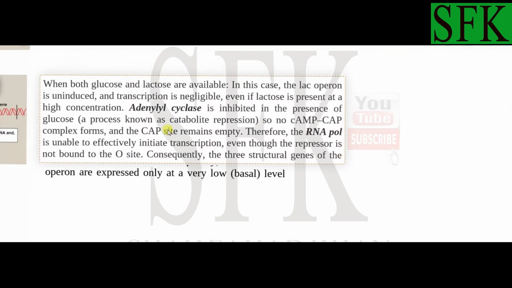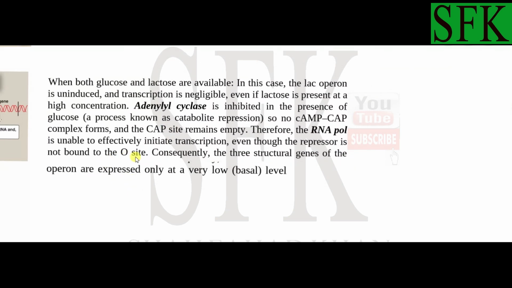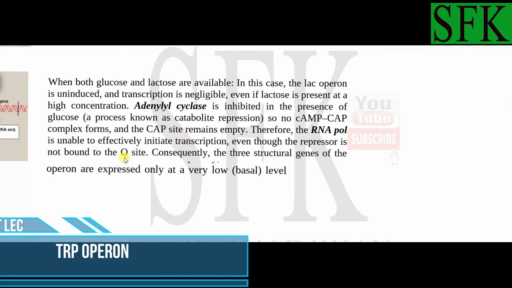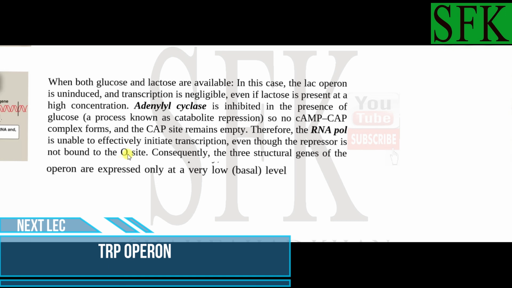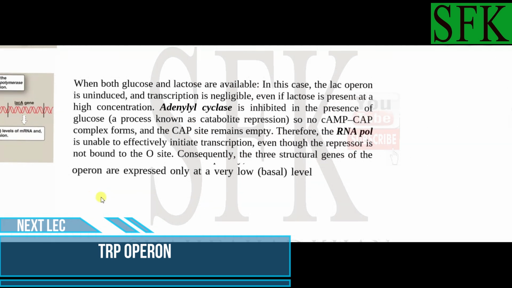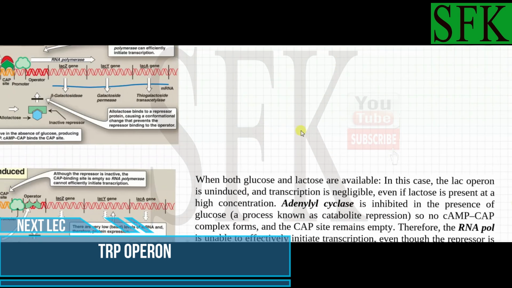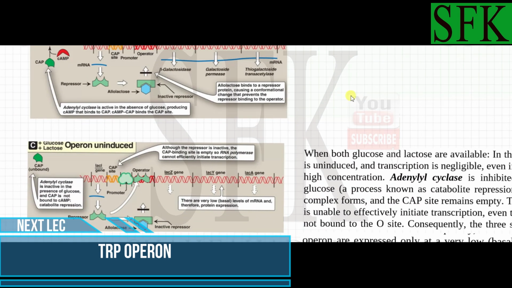Okay, as I told you, lactose is present, so it will bind to the repressor molecule and it will induce a conformational change, and it will remove the repressor from the O site. But since the CRP complex is not available, the three structural genes of the operon are only slightly expressed at only low basal levels. Okay, so that's it for the Lac Operon. Thank you so much, guys, and we'll be discussing the trp operon in the next lecture.